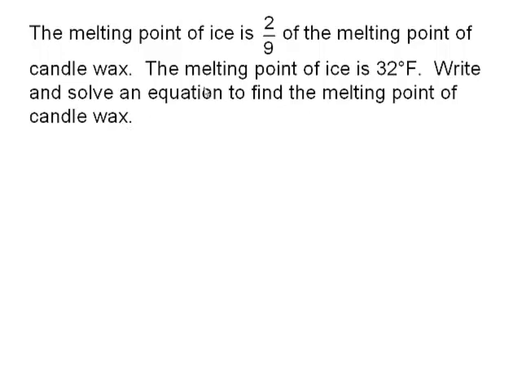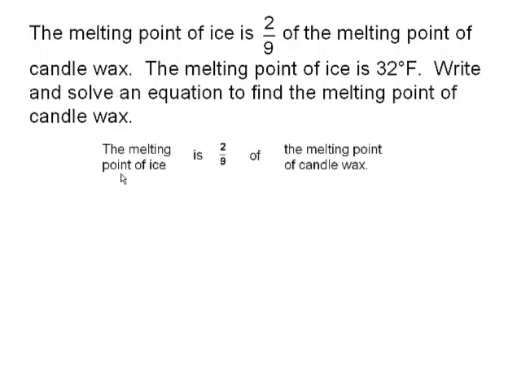To write the equation, we will use the first sentence of our word problem to help us. So we have the melting point of ice is 2/9 of the melting point of candle wax. So let's use this sentence and start substituting in values. First, let's look for the melting point of ice. In our problem, it says that the melting point of ice is 32 degrees Fahrenheit.